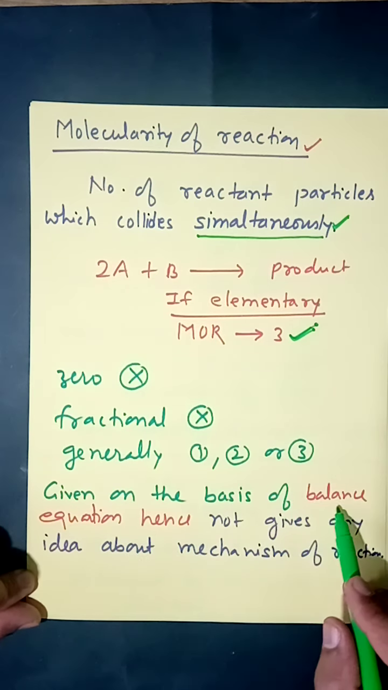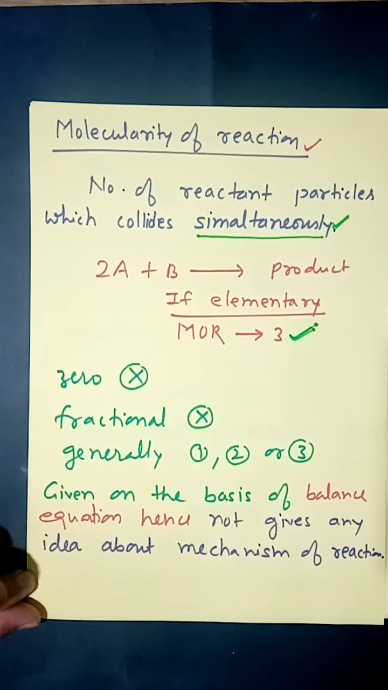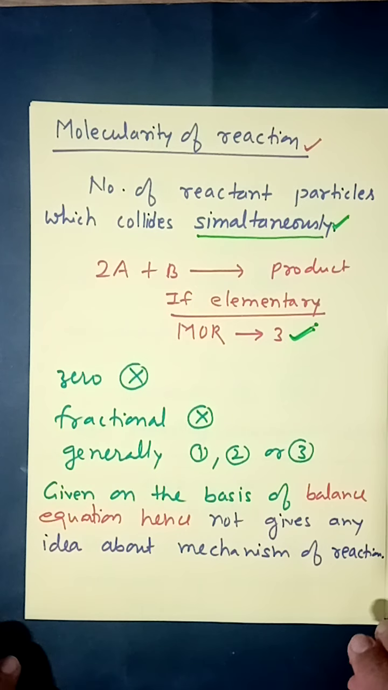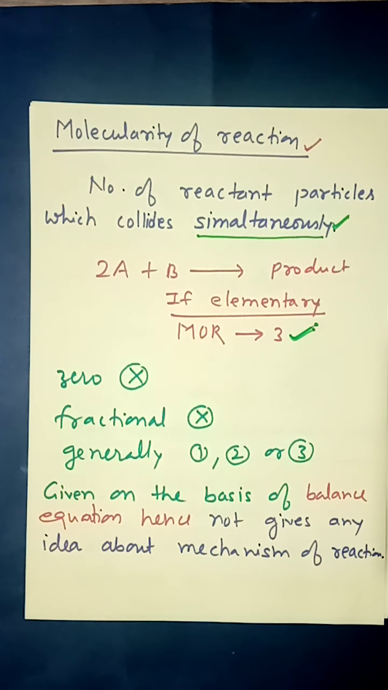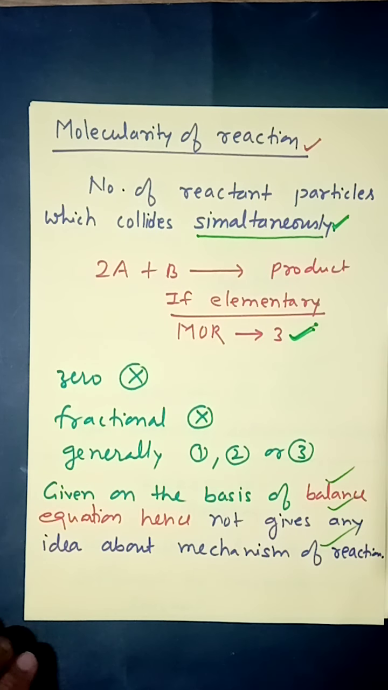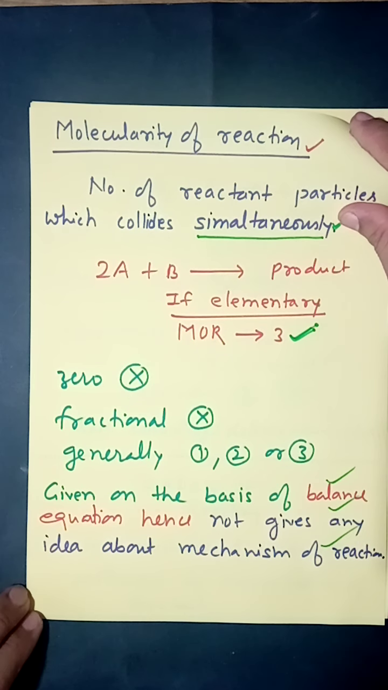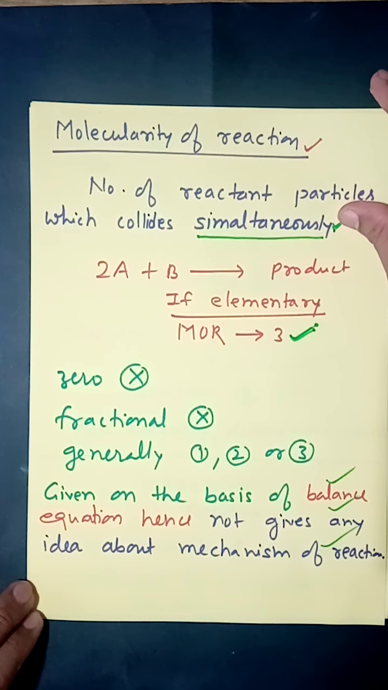It is given on the basis of the balanced equation, hence it does not give any idea about the mechanism of the reaction. On the basis of molecularity, you cannot give any idea about the mechanism of the reaction. So you will have a good theoretical question based on all these properties: what are the differences between molecularity of reaction and order of reaction. So we have discussed all about molecularity of reaction.